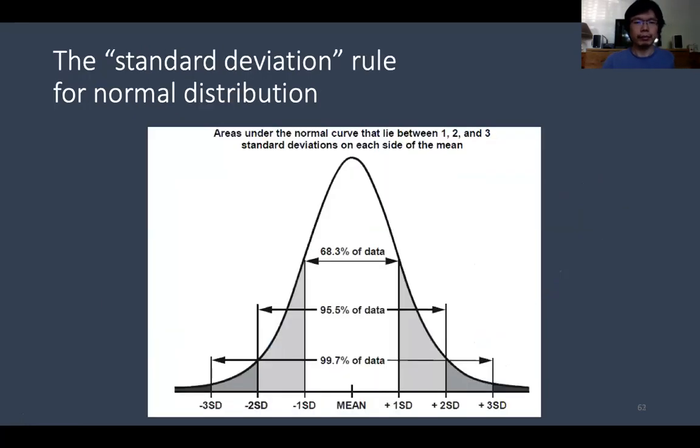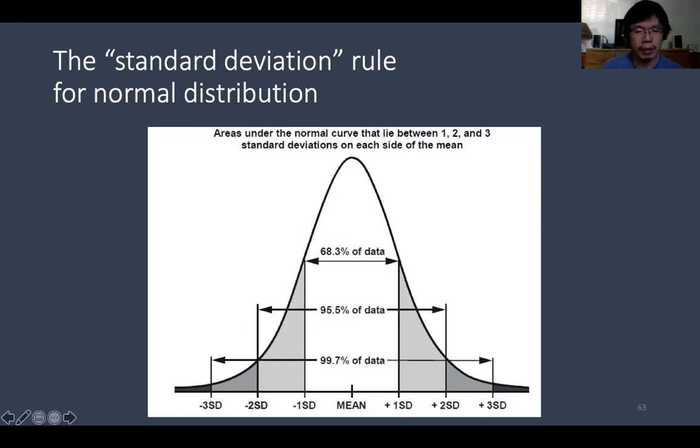Okay, and there's the standard deviation rule. If it's a normal distribution, then there's the famous standard deviation rule for the area under the normal curve: 68.3% of the data would be included within one standard deviation above and below the mean. So the mean is in the middle, and the area within one standard deviation above and below the mean contains 68.3% of the data. And we've learned earlier that that's basically the size of the area under the curve between minus and plus one standard deviation. The size of that area is 68.3%.